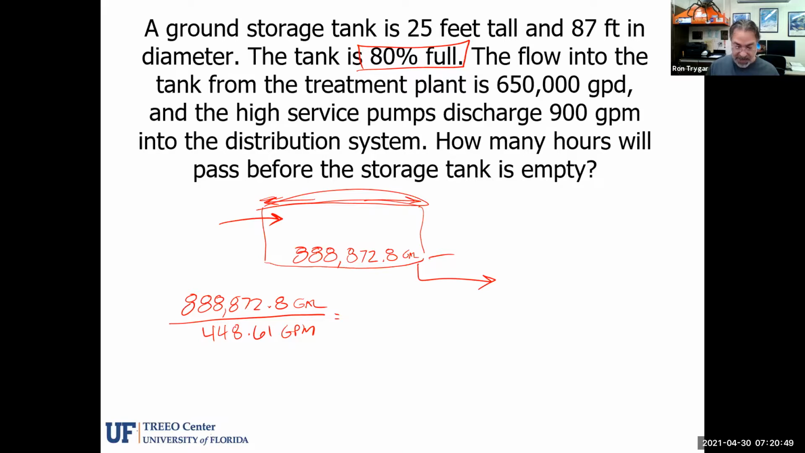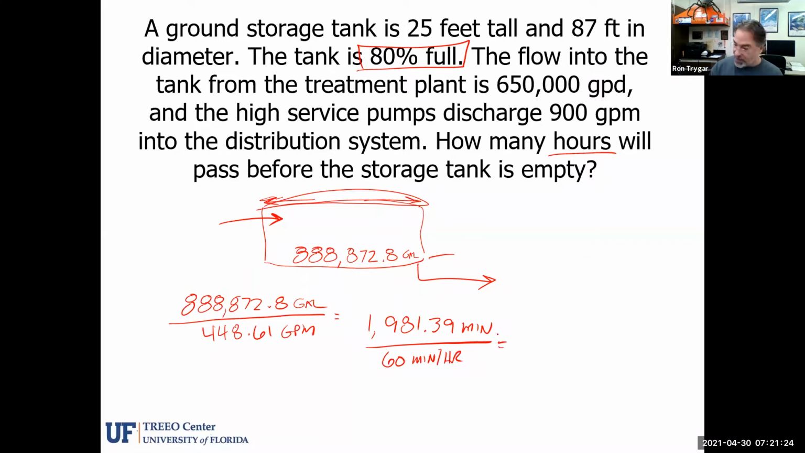888,872.8 gallons in the tank. Divide that by 448.61 gallons per minute. And I'm coming up with 1,981.39 minutes. All right, so there's our minutes of time, and the question was saying hours. We don't want minutes, we want hours. So let's divide this by 60 minutes per hour, and let's see what we get.